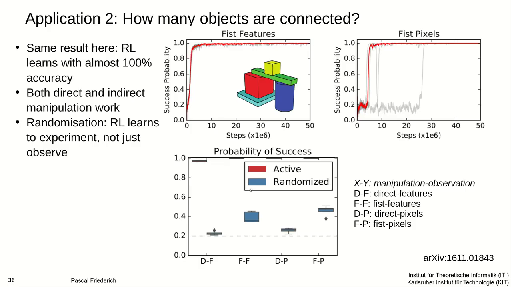And I guess, again, the passive observer, which is the randomized thing here, leads to much, much lower results. They're better than random, which is the dashed line here, but they're not much better than random, and they're much, much worse compared to the active reinforcement learning agent. So we have here 4 different outcomes: the direct manipulation with the D, or the indirect with the F, and then the feature observation or the pixel observation, and all of those lead basically to very high success rates, whereas the randomized trials are by far not as good.